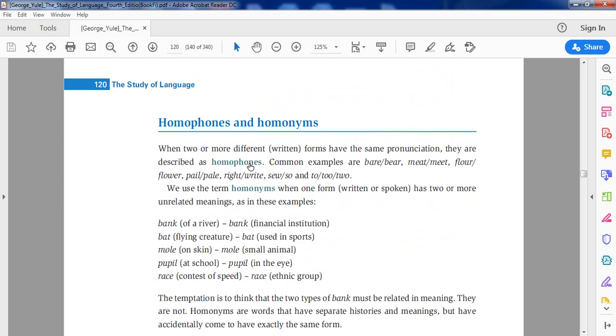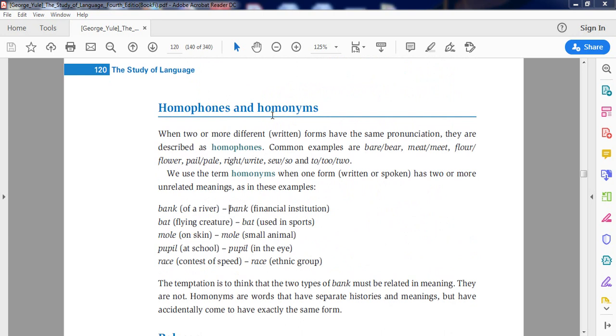Okay, homophones and homonyms. What are homophones and homonyms? For homophones, two or more different written forms have the same pronunciation. For example: beer, meat, flower, pale, right, Sue, two.